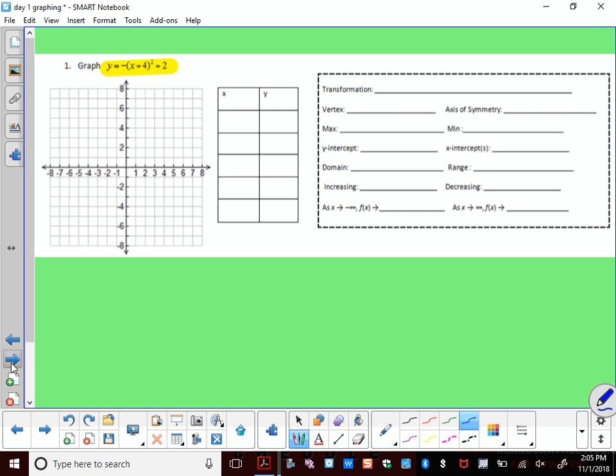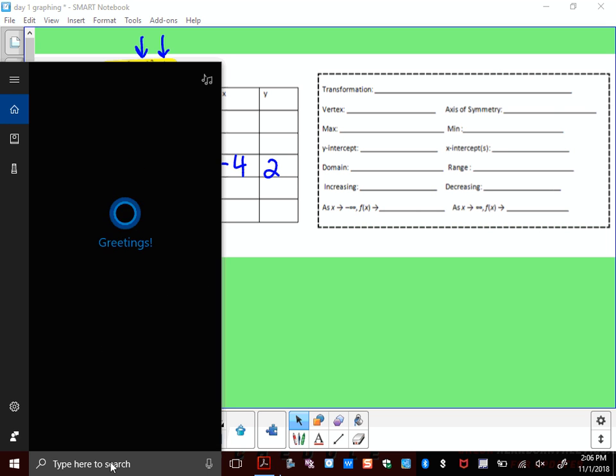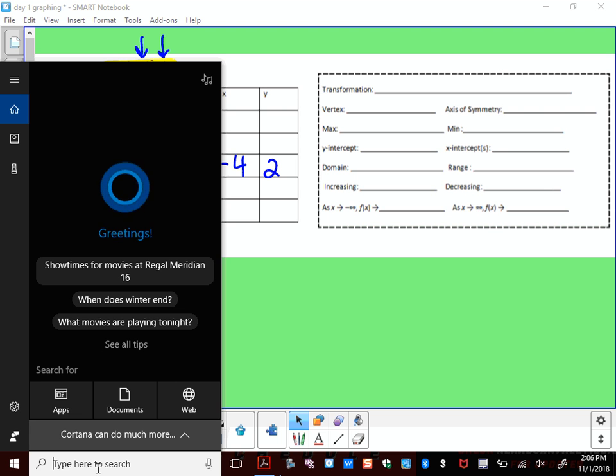Alright, so we can figure out our vertex from this. It's opposite my first number, so negative 4. My second number stays the same. So negative 4, 2. Alright, so this is back to what we did in the beginning. Grab your calculators.